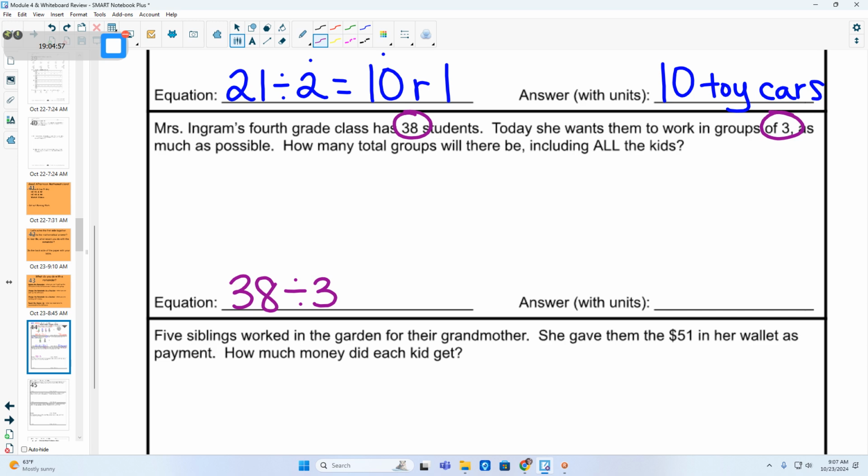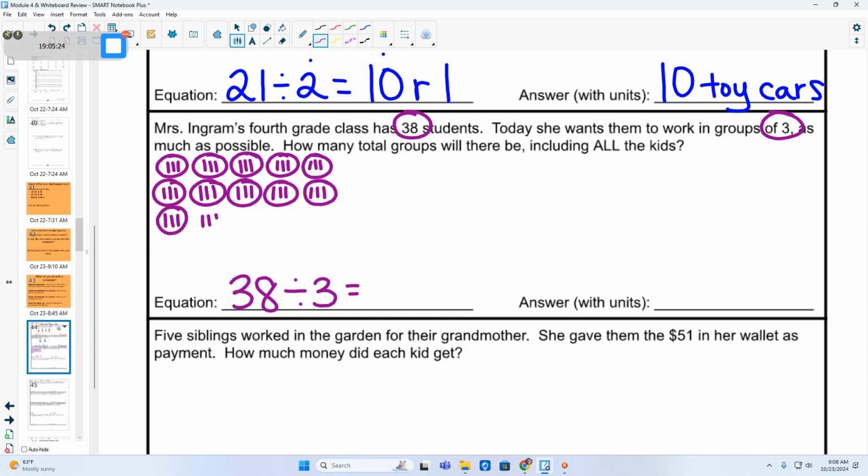All right, so I could make groups of 3. And so here's an example of how you could show work, okay? 1, 2, 3. There's a group. 4, 5, 6. There's a group. 7, 8, 9, 10, 11, 12, 13, 14, 15, 16, 17, 18, 19, 20, 21, 22, 23, 24, 25, 26, 27, 28, 29, 30, 31, 32, 33, 34, 35, 36, 37, 38.